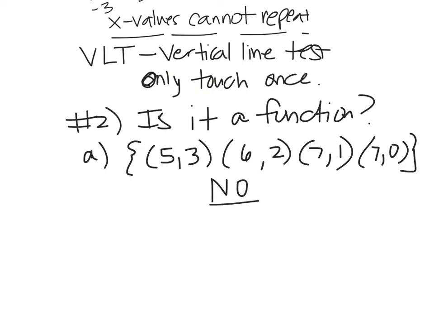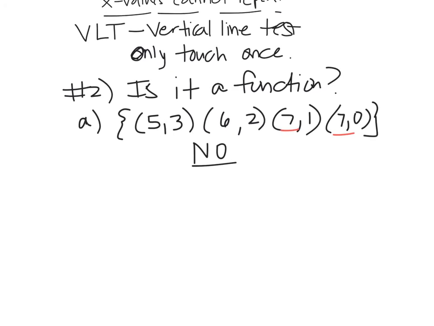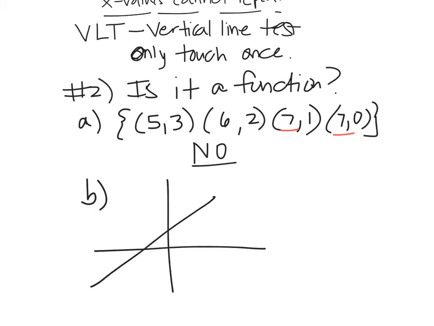The only reason why it breaks the function rule is right here. 7 went into this function, came out 1, and then 7 went back in and came out 0. No, not possible. It's not a function. Okay, how about something that looks like this? It's just a line, a slanted line. Is that a function?